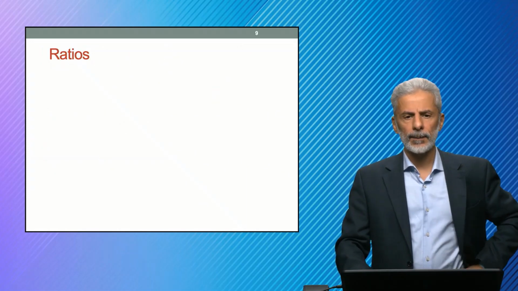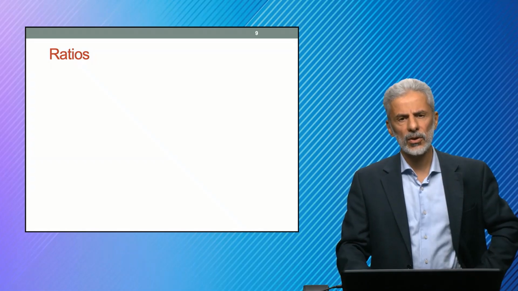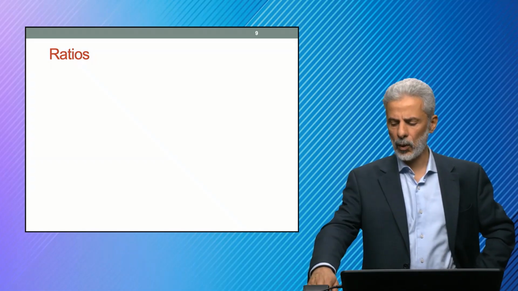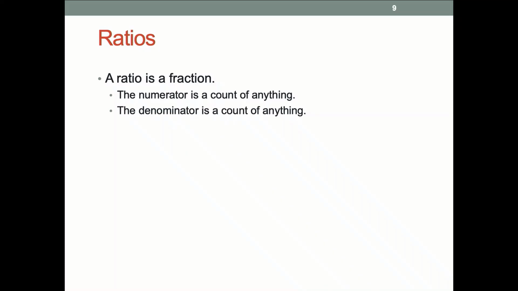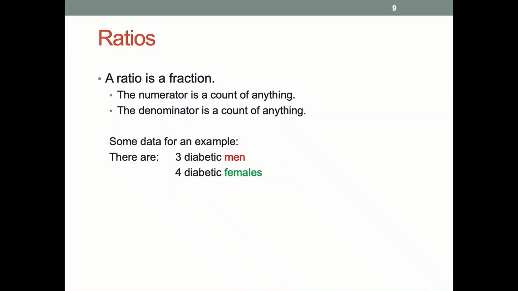Okay, so I'm going to go into some of the definitions. You should already know about it, but I'm going to just go over it. A ratio is a fraction. That means the numerator is a count of anything, and the denominator is a count of anything, and that's a ratio. It's different from a rate, which we're going to describe. So in this example, if we look here, there are 3 diabetic men and 4 diabetic females. So how do we describe the ratio for this?